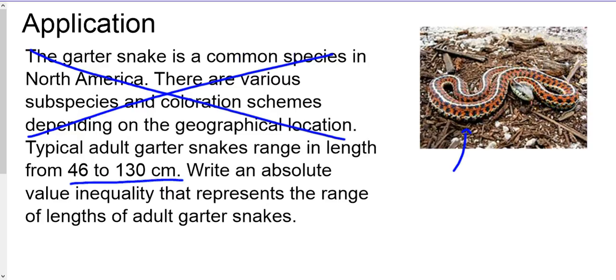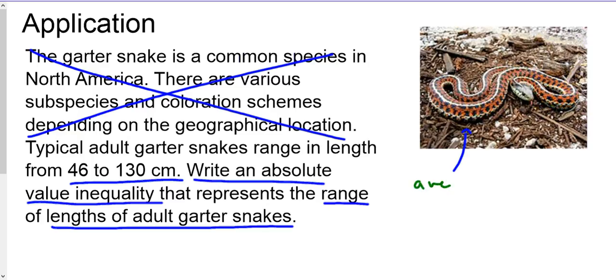Now, in order to write an absolute value inequality that represents the range of the length of garter snakes, we're going to do two different things. The first thing we need to do is set up an inequality, and we're going to have to figure out what is the average length of the garter snakes, because that's going to help us set up what our range is going to be.